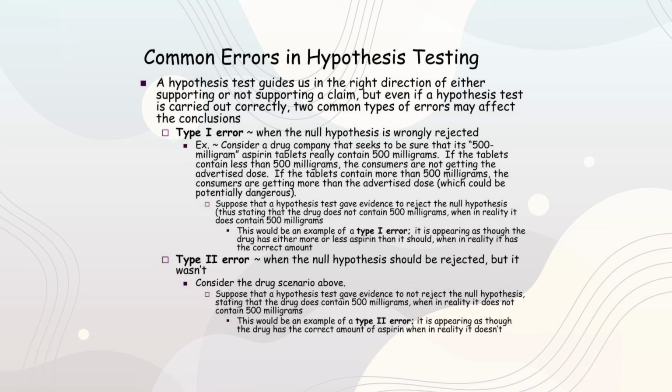It appears as though the drug has either more or less aspirin than it should, when in reality it has the correct amount. Type 2 error is when the null hypothesis should be rejected, but it was not. Considering the drug scenario above, suppose that the hypothesis test gave evidence to not reject the null hypothesis, stating that the drug does contain 500 milligrams when in reality it does not. So this would be an example of type 2 error. It appears as though the drug has the correct amount of aspirin when in reality it does not.